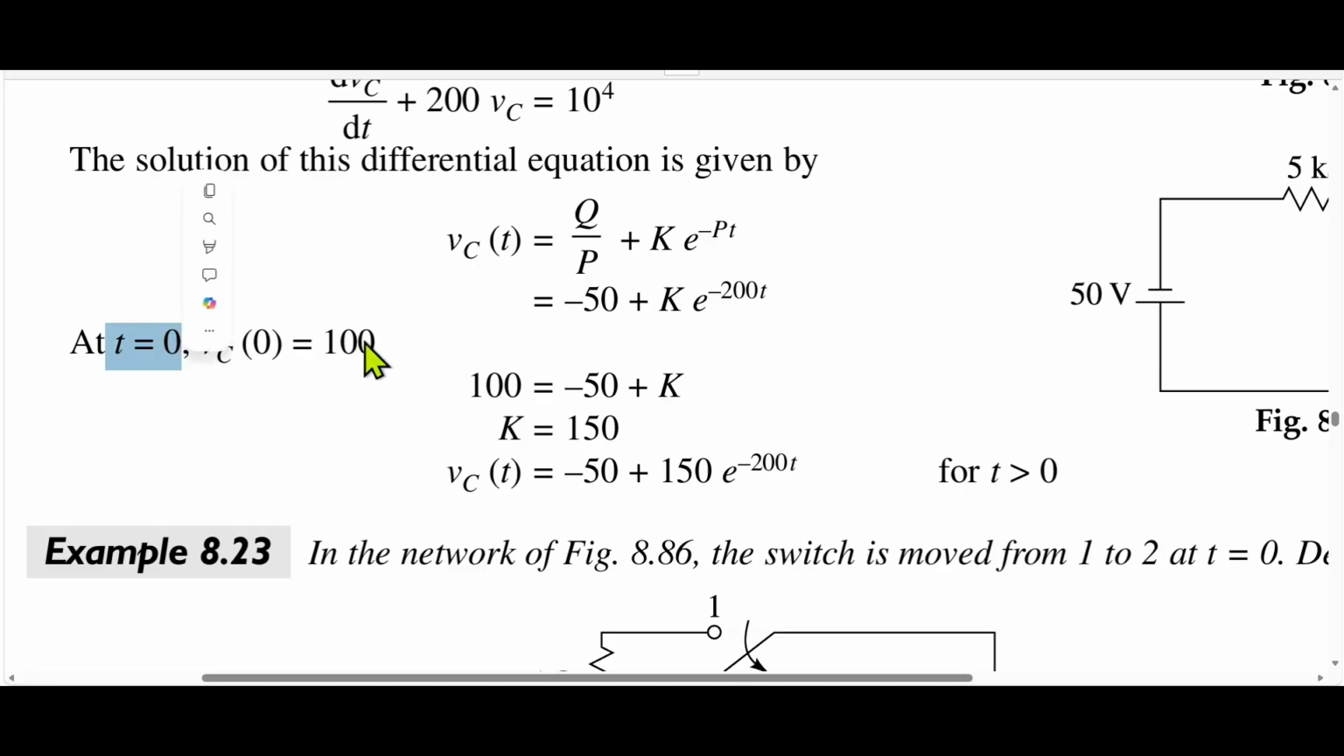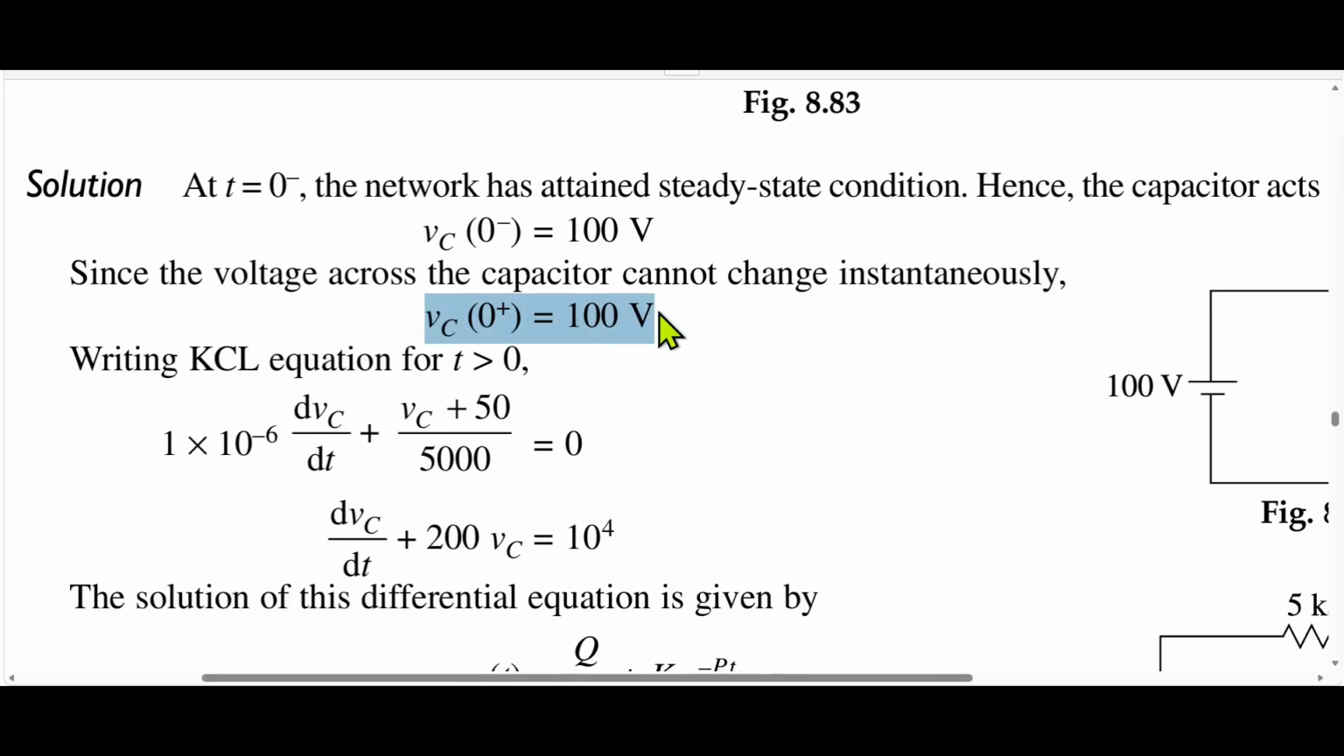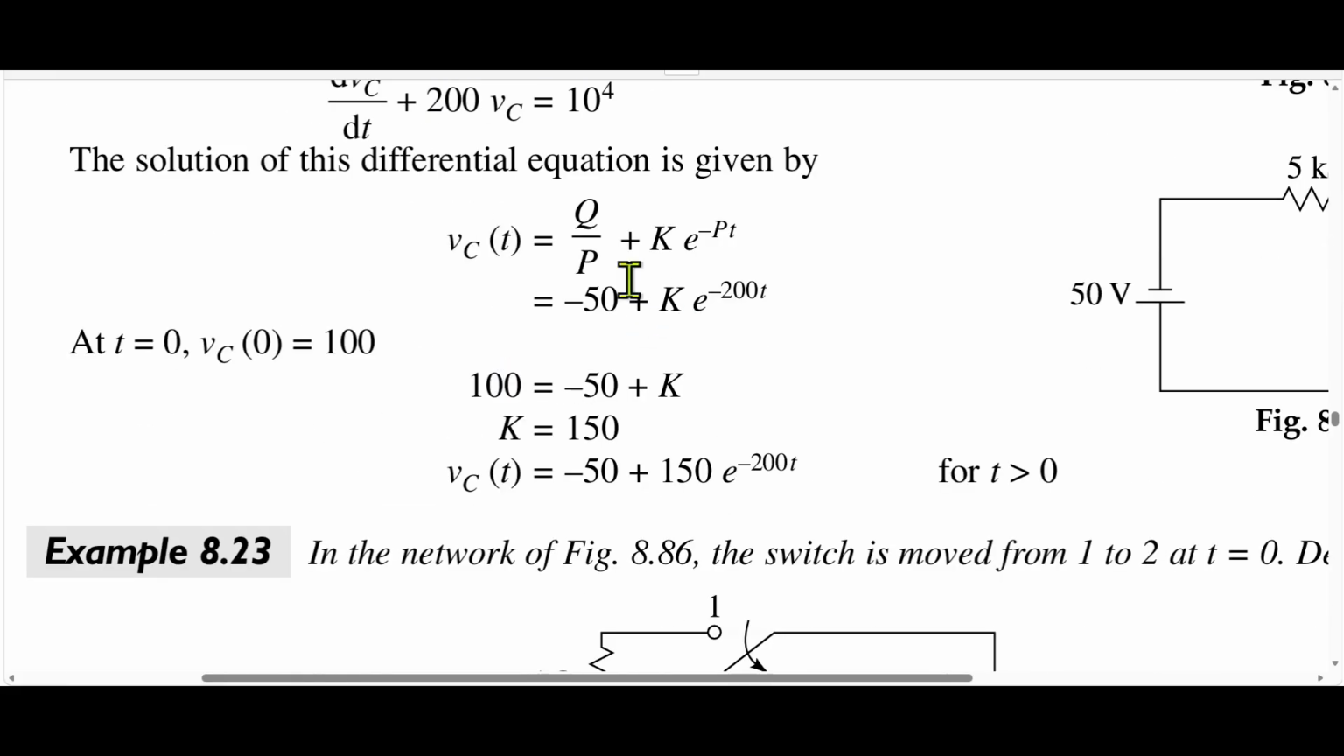Now again, we determine k by putting t equals 0. At t equals 0, Vc is 100, as we have already obtained here. So 100 equals minus 50 plus k into e to the power 0, so e to the power 0 becomes 1. The value of k will be 100 plus 50, which is 150. Now just put the value of k in the equation. So the value of Vc(t) will be minus 50 plus 150 e to the power minus 200t, right? It is as simple as that.